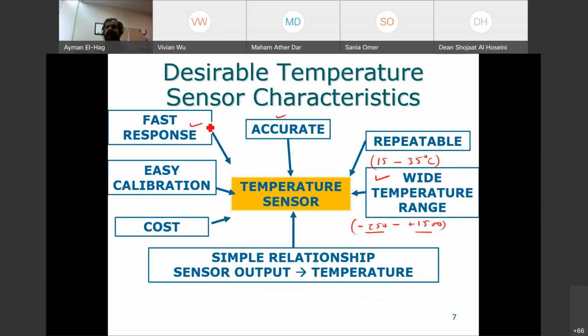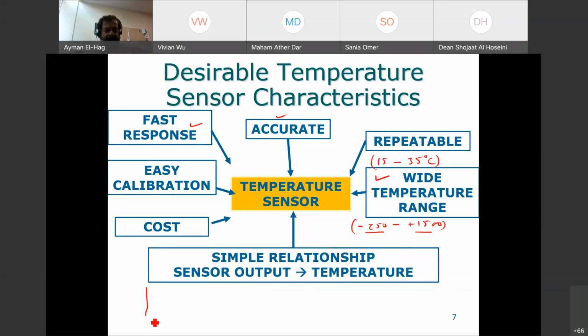How fast is the response? This is something very, very important. There is no sensor that can measure the temperature instantaneously. There is always a response time. We talked about response time in the first week. What is the response time?